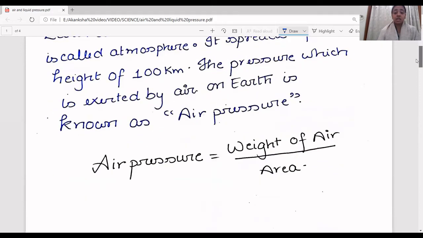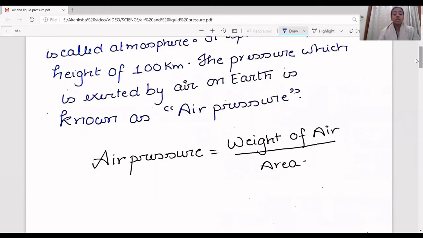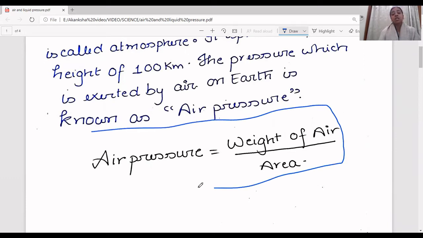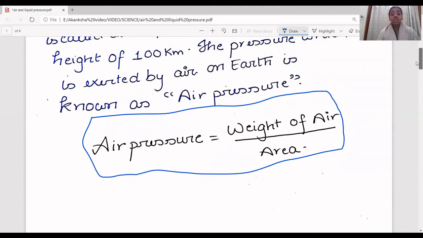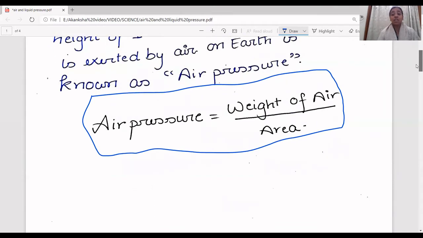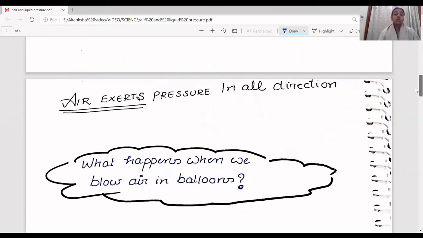So let us discuss more about air pressure. Now, the definition of air pressure is the weight of the air upon the area, right? So the weight of the air per square unit area is actually air pressure. This is how you can calculate pressure on a particular area. So now let's discuss more about air.